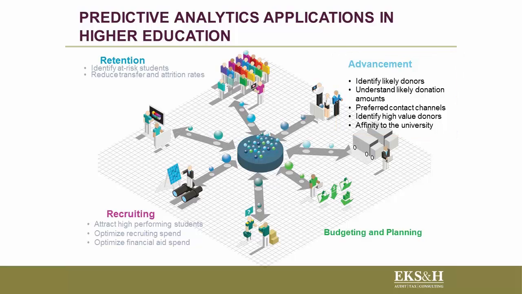In the area of advancement, what if we knew which alumni are likely to give? What amounts would they be likely to give if asked? Via which channel, for example, phone, mail, or email, would they prefer to be contacted? And then when or with what frequency are they most likely to be receptive to requests?